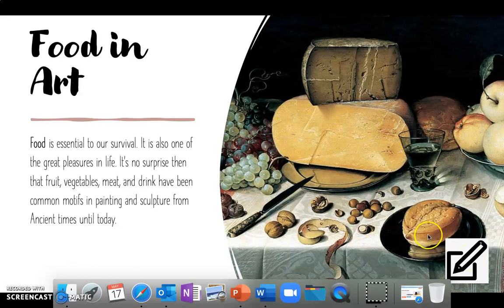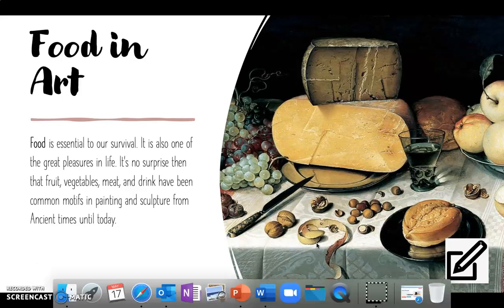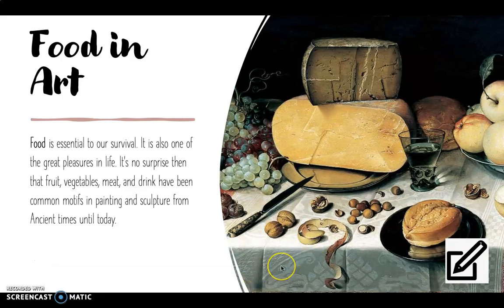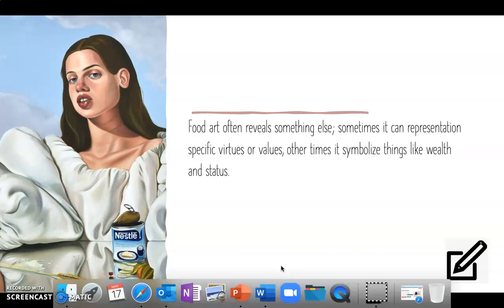Food is essential to our survival. We like food. Food is good. It is also one of the greatest pleasures in life. It is no surprise then that fruit, vegetables, meat, and drink have become common motifs. Motifs are symbols, subjects or themes in painting and sculpture and more digitally based art these days, from ancient times until today. Food art, while it can be quite simple, just capturing still life or food that looks good, often has a hidden meaning. Sometimes it can represent specific values or virtues.